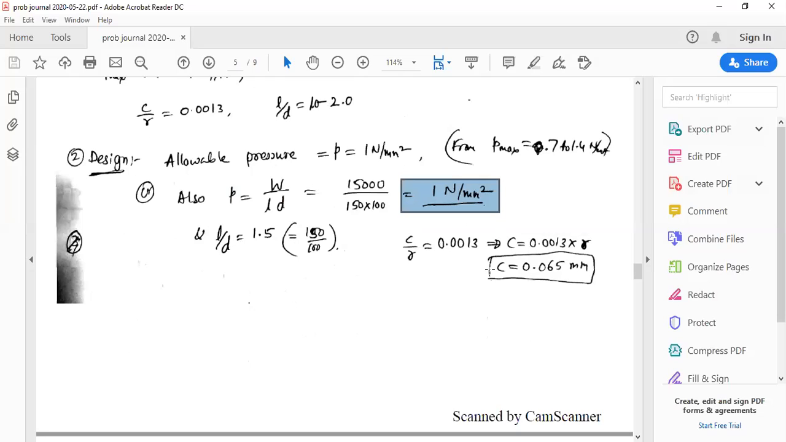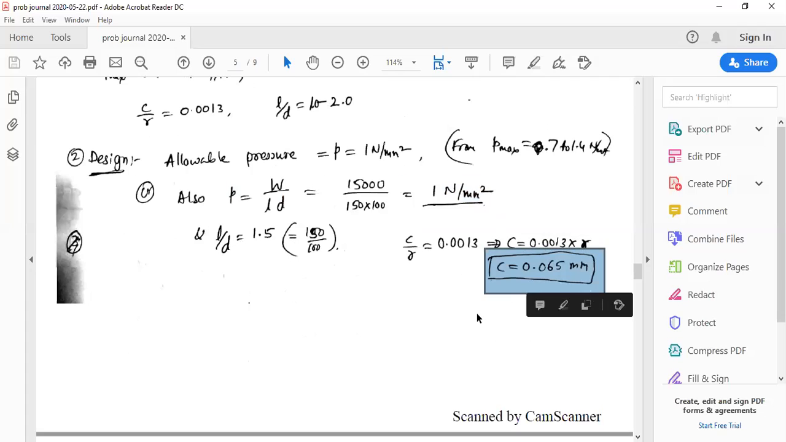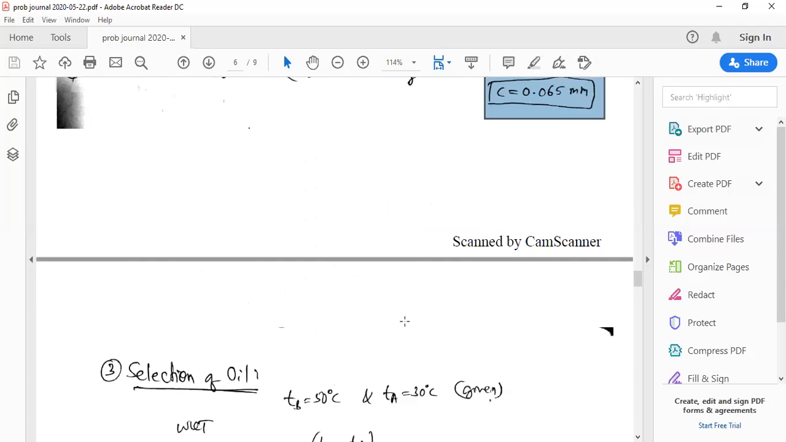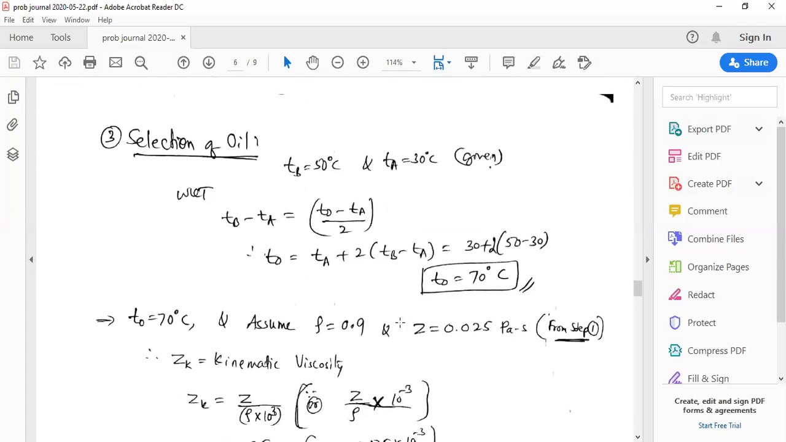The C by R ratio is also given. So C, that is the radial clearance, is equal to 0.0013 multiplied by the radius of the journal, that is equal to 0.065 mm. The third step is to select the oil. Here the viscosity of the oil is known, which is recommended, that is 0.025 Pascal second, or Newton second per meter square.